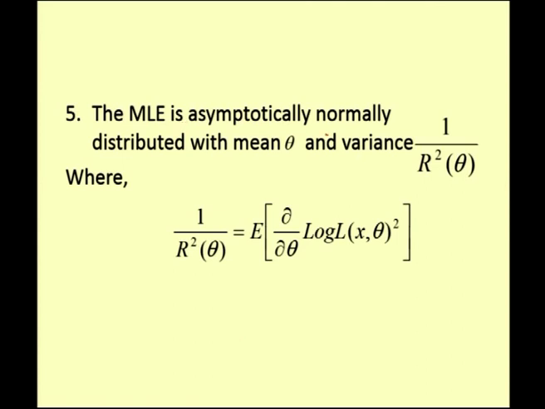That is the concept. Next, the MLE is asymptotically normal, distributed with mean theta and variance 1 by r squared of theta, where r squared of theta is equal to expectation of dou by dou theta log of L of x comma theta, the whole squared. So, what I am going to do is, out of all the 5 properties, I am going to take 2 examples where the properties are also satisfied. Whatever I have said in the properties, the problem whichever I have taken will satisfy this property.